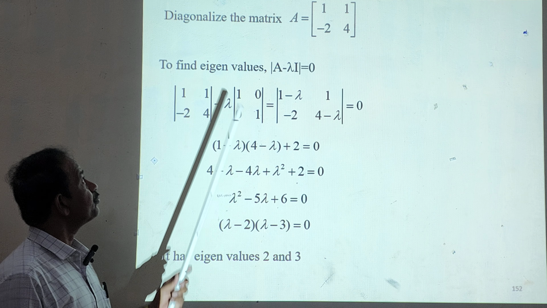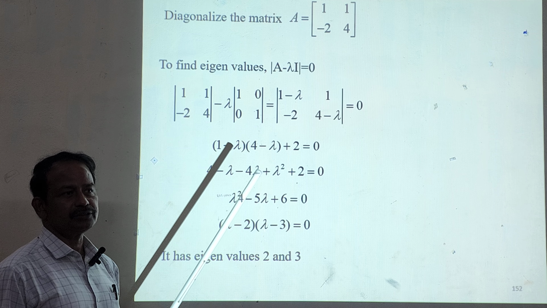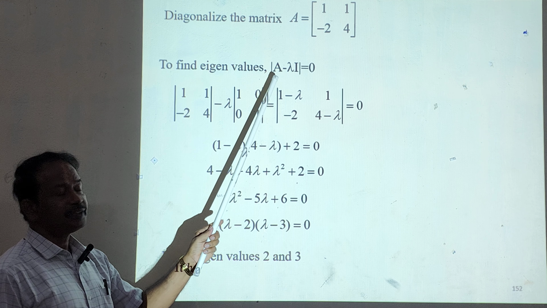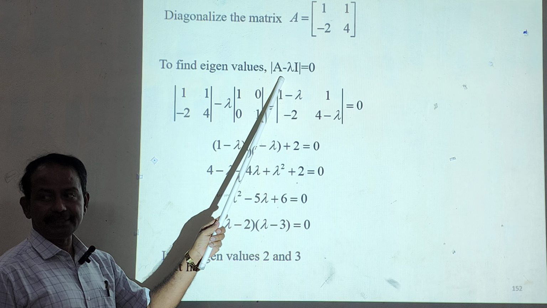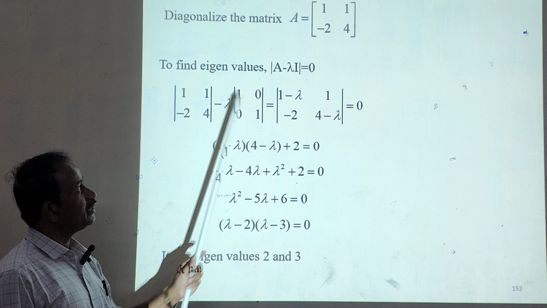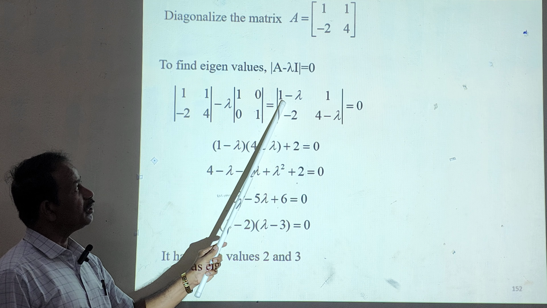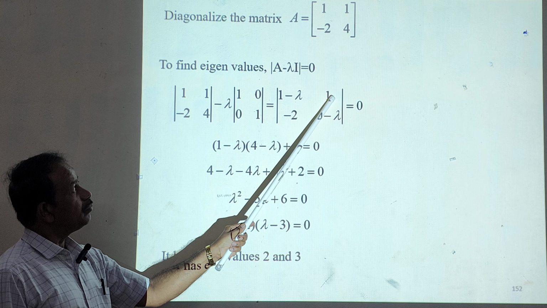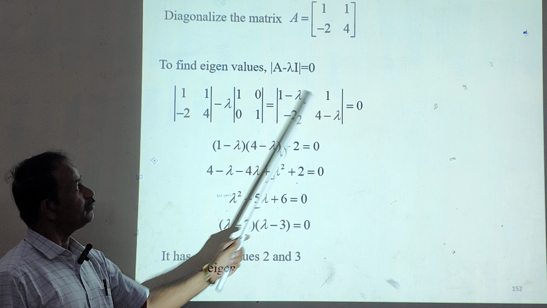We'll solve one problem. Diagonalize the matrix. A is given as 1, 1, minus 2, 4. Very simple one. First, we have to find the eigenvalues. We use the formula det(A minus lambda I) equal to 0. So your A is here, minus lambda I is here. That will give you 1 minus lambda, minus 1. This one is 1 minus 0, so that will be 1.